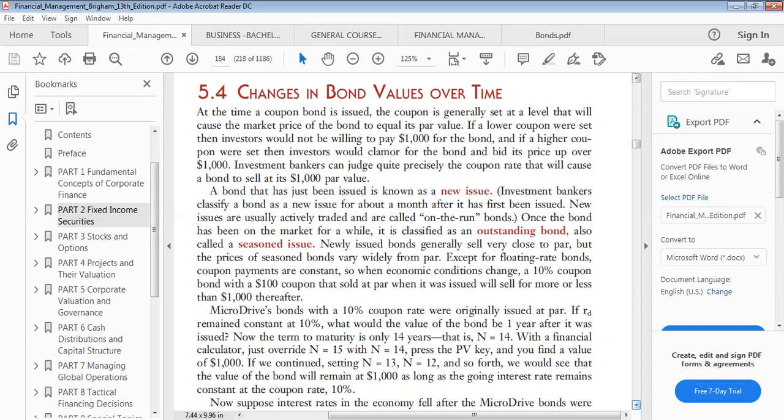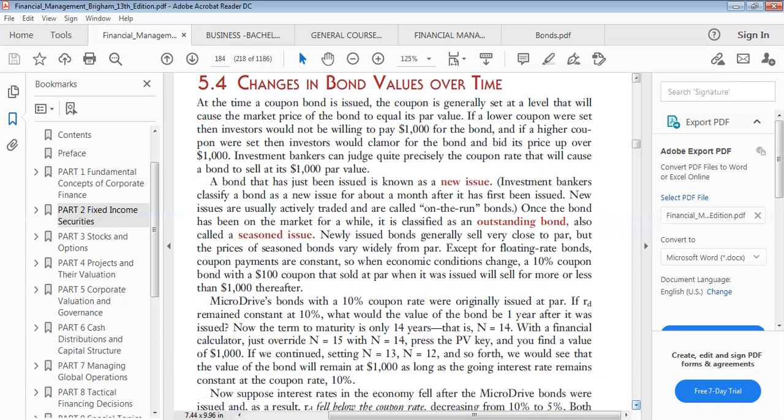Except for floating rate bonds, coupon payments are constant. So when economic conditions change, a 10% coupon bond with a $100 coupon that sold at par when it was issued will sell for more or less than $1,000 thereafter.